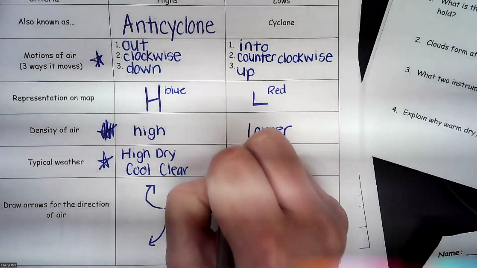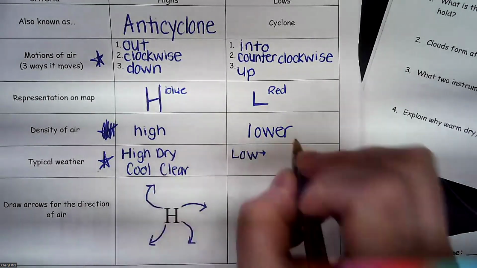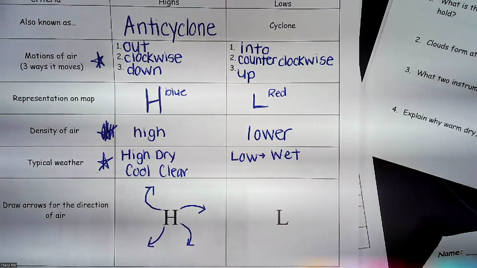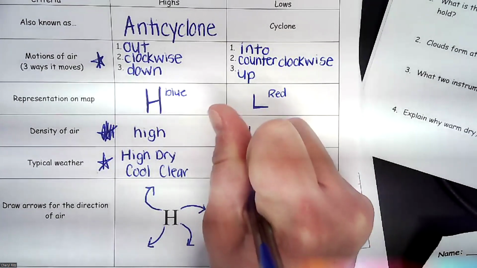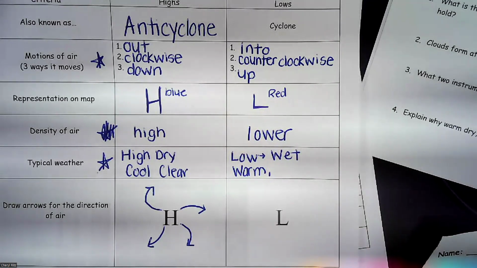So a low pressure, what is the weather? It's not dry. It's wet. So raining, snowing, sleeting, hailing, or very humid. It's not cool. It's going to be warm. And what's the opposite of clear? Cloudy.